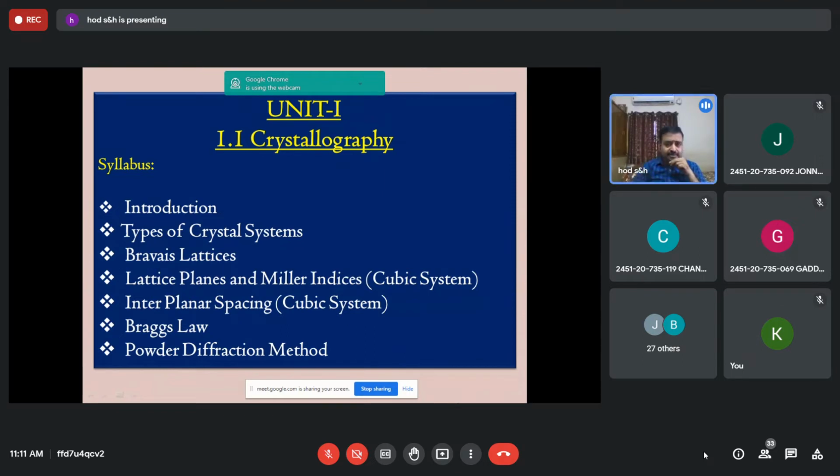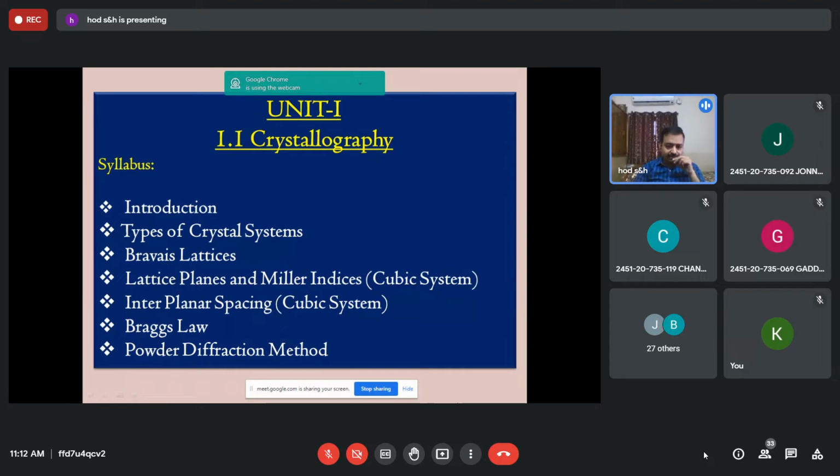So the first chapter is crystallography. In this you have types of crystal systems, Bravais lattices, and 3-4 definitions like space lattice, basis, and unit cell. Then you have lattice planes and Miller indices, and interplanar spacing for a cubic system, Bragg's law, powder diffraction method.